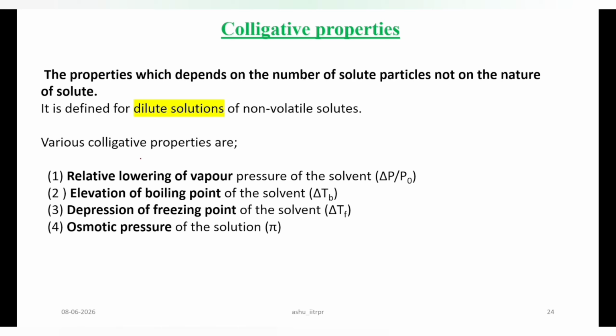So various colligative properties, these four properties we will discuss in detail. First is relative lowering of vapour pressure. This we already discussed in Raoult's law. Second is elevation or increase in boiling point. Third is depression or decrease in freezing point. And the fourth one is osmotic pressure, in which we will begin with osmosis first, then osmotic pressure.